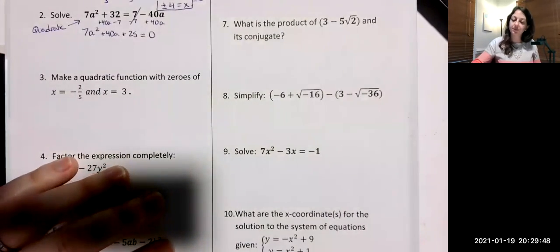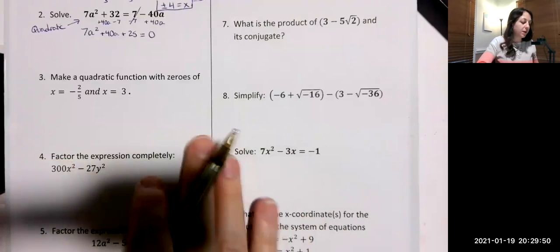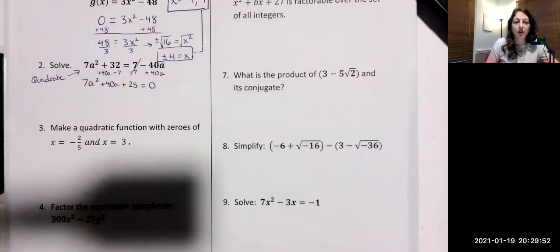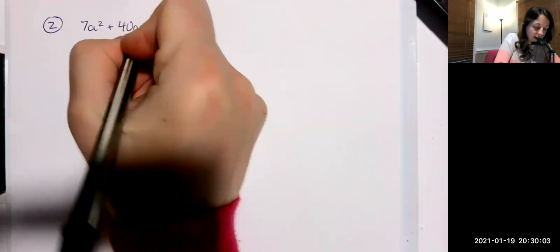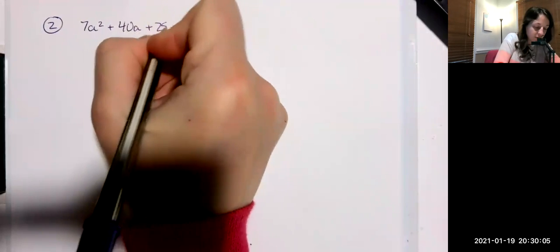But I'm gonna put this off to the side. I'll pull it back up if I need it. So for number 2, I'm going to go ahead and get some scrap paper, and I'm going to try to factor number 2. So we had 7a squared plus 40a plus 25 equals 0.